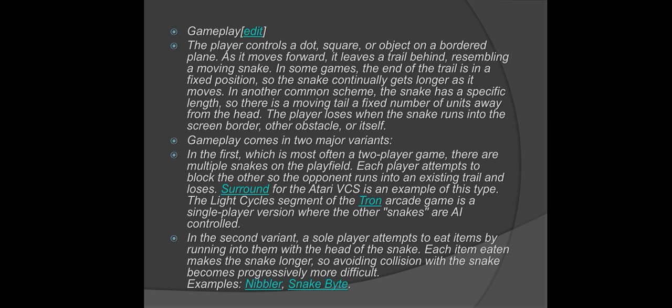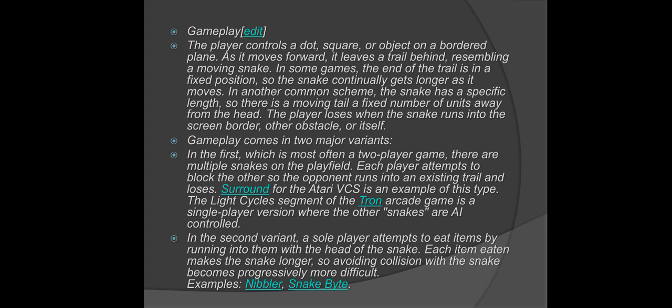In some games, the end of the trail is in a fixed position, so the snake continually gets longer as it moves. In another common scheme, the snake has a specific length, so there is a moving tail a fixed number of units away from the head. The player loses when the snake runs into the screen border, another obstacle, or itself.